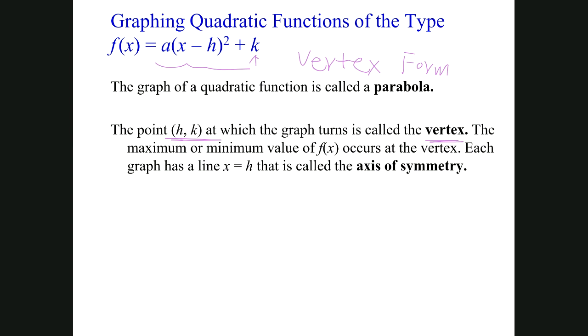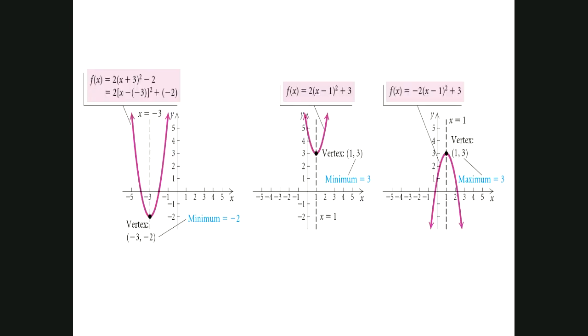The vertex is the highest or the lowest point of the graph here. And x equal to h is called the axis of symmetry, sometimes also called the line of symmetry. So the axis of symmetry is a line. Let's look at some of the graphs here.